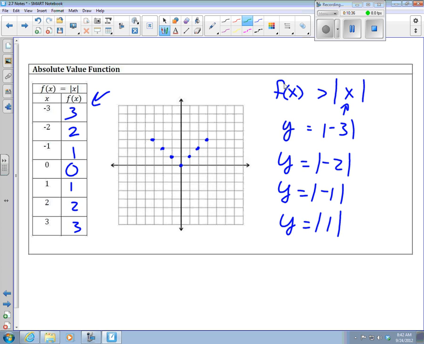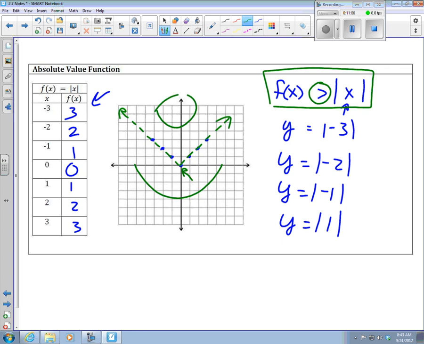And here we go. It's a greater than symbol. You can see the vertex right here at the origin, 0, 0. It's going to be a dotted graph. And it's a V, and it looks just like that. Now, basically, we're going to shade this whole area below the graph or everything inside here.